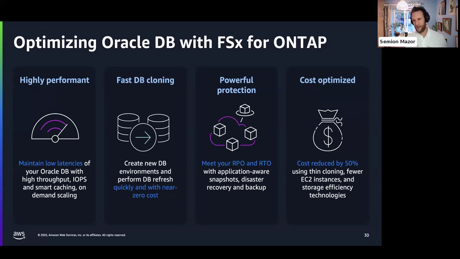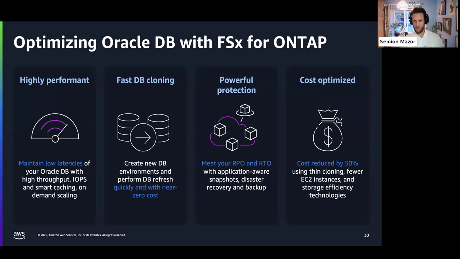It's not one against the other. It's coming all together, and we see customers reducing costs by 50%. We see 65%, very impressive numbers. And this is achieved by using the thin cloning technology, by the ability to use fewer EC2 instances, and then to utilize the storage efficiency technology.